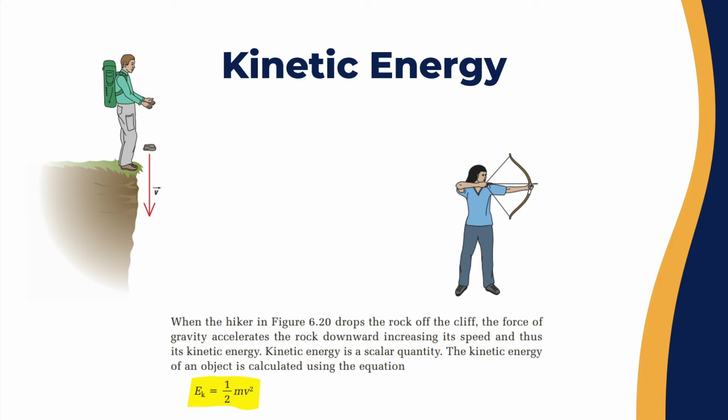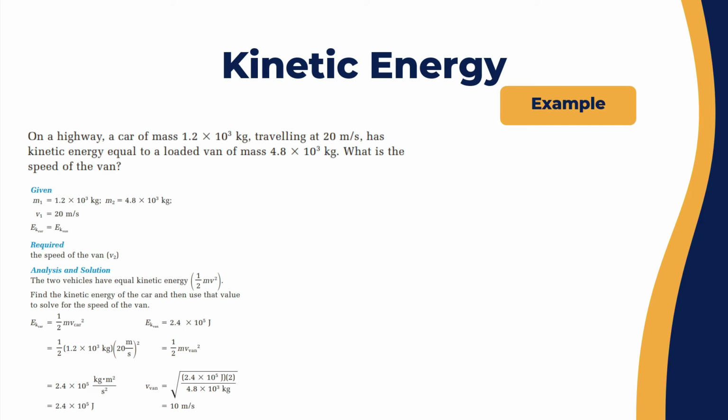The kinetic energy of an object is calculated using the equation E kinetic equals 1/2 mass times velocity squared. Let's take an example to define that equation in better terms. Let's assume we have a car on a highway with a mass of 1.2 by 10 to the power of 3 kilograms, traveling at a speed of 20 meters per second. It has kinetic energy equal to a loaded van of mass 4.8 by 10 to the power of 3 kilograms. What is the speed of the van?